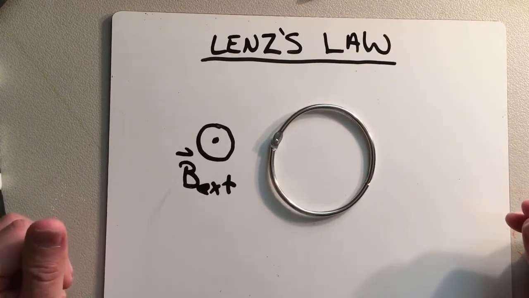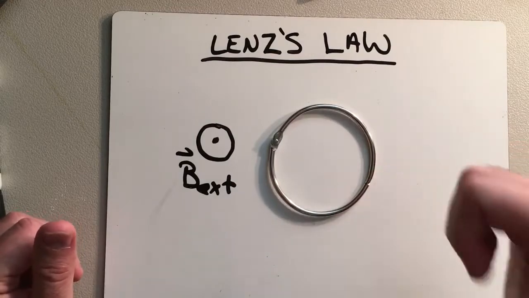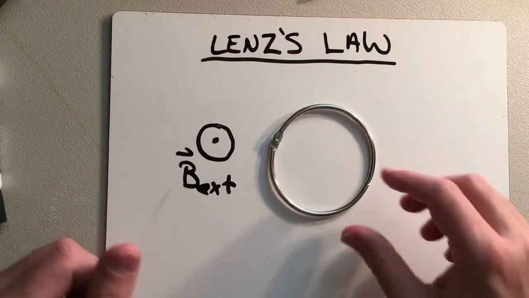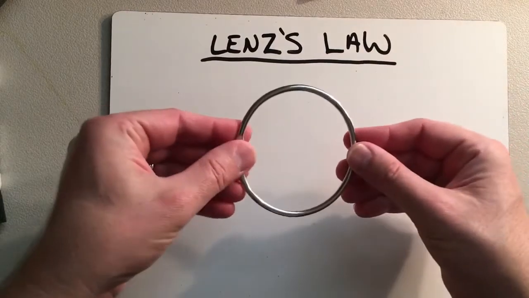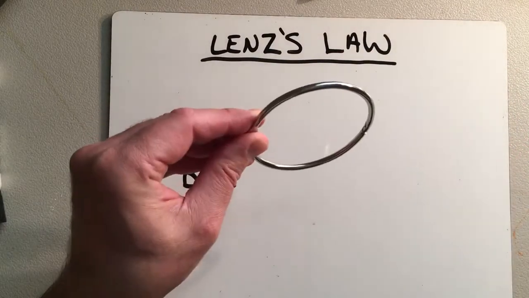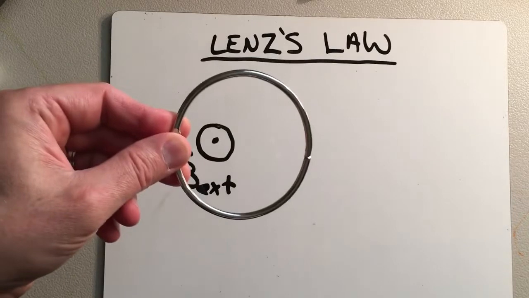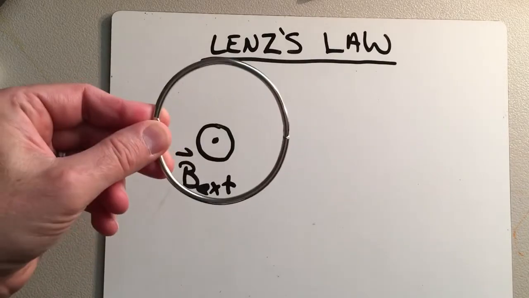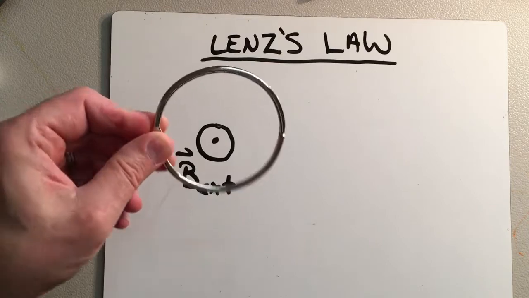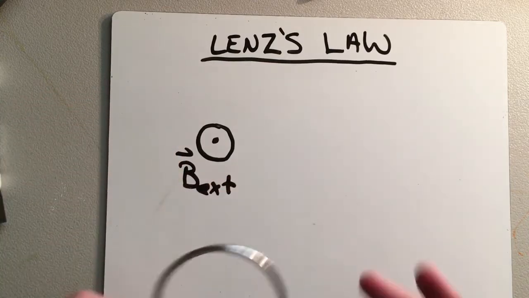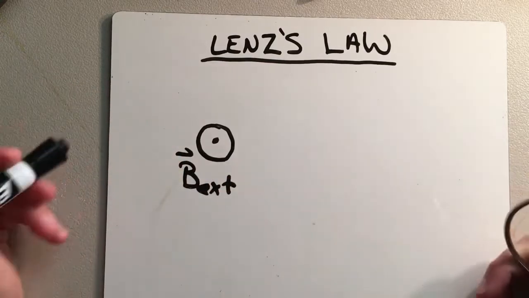Okay, so my external magnetic field is pointing straight up as I'm viewing it. It's out of the screen as you're viewing it. And my situation is going to be, I'm going to take my loop and I'm going to rotate it like so. If I rotate it like so, that's going to be less flux passing through it. The flux is going to decrease.